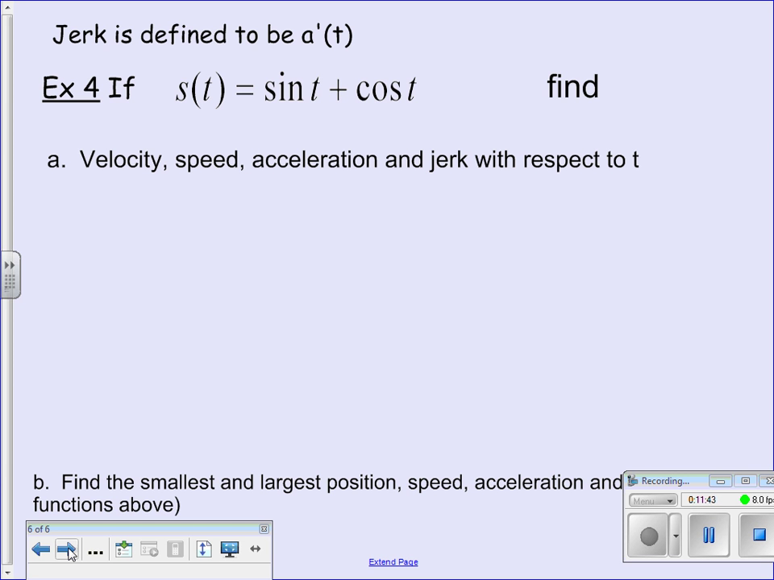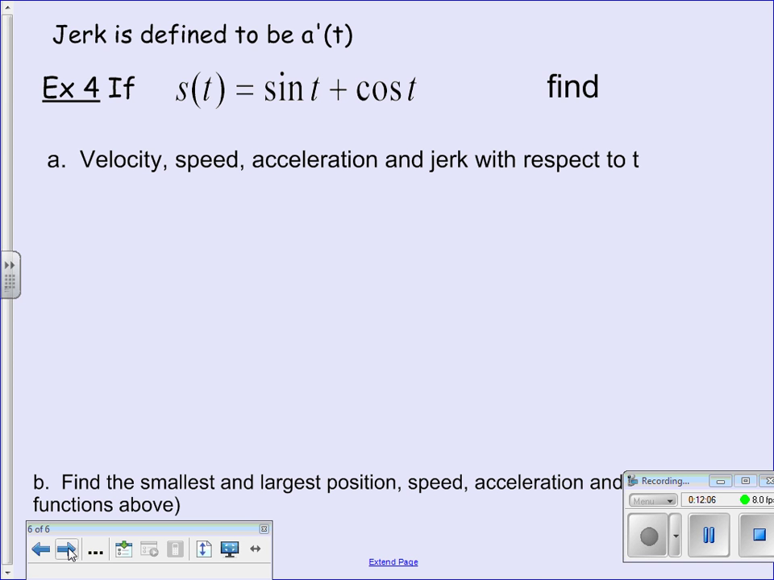Okay? Jerk is what makes you motion sick. It's the change in acceleration. That is one of the things that makes people motion sick. It's that sudden change in acceleration. That's what tends to make people sick. Yes.